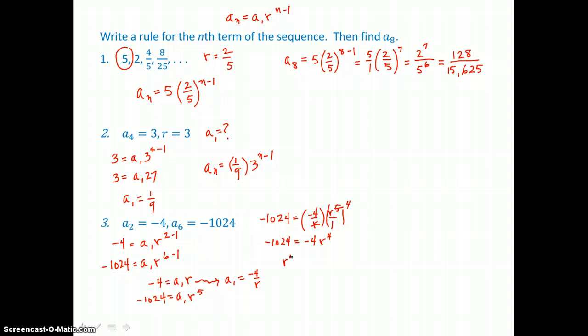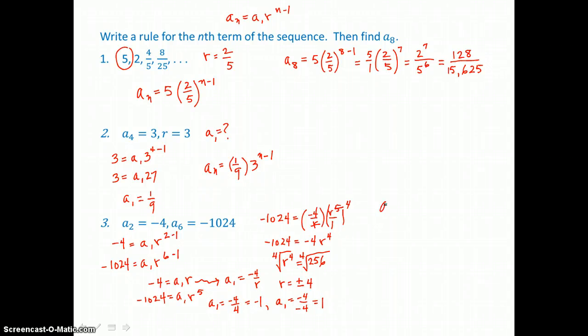And to get r to the fourth alone, I'll divide both sides by -4. Negative divided by negative is a positive, and 4 goes into 1024 256 times. Now to get just r, we need to undo that power, so we'll take the fourth root of both sides of this equation. We're taking an even root, so we're going to get two solutions, plus or minus, and the fourth root of 256 is 4. So we're looking for two first terms now. A sub 1 is equal to -4 over +4, which is -1. Or we could have another sequence where a sub 1 is equal to -4 over -4, which is +1.